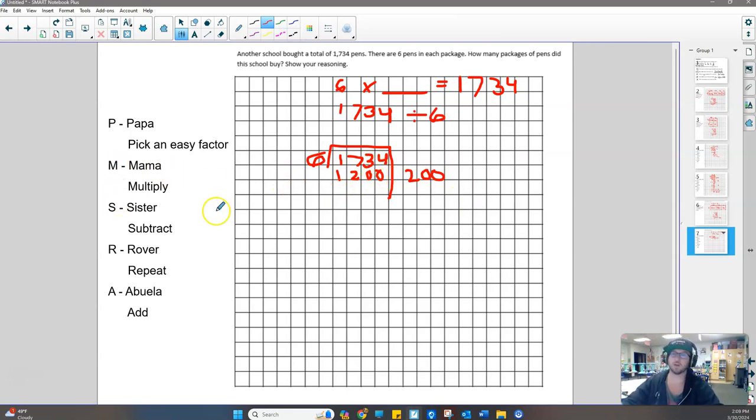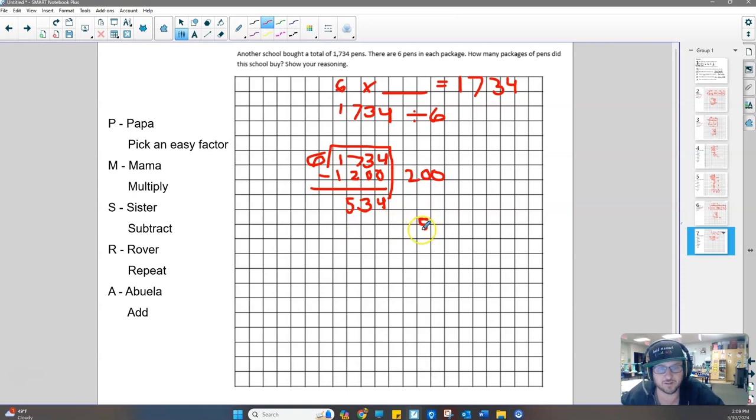Mama told me to multiply. Sister tells me to subtract. 4 take away 0 is 4. 3 take away 0 is 3. 7 take away 2 is 5. 1 take away 1 is nothing. Now you can see why I don't have another 100 here, because 534 is less than 600. So it is fairly close to 600 though, so maybe I can do half.